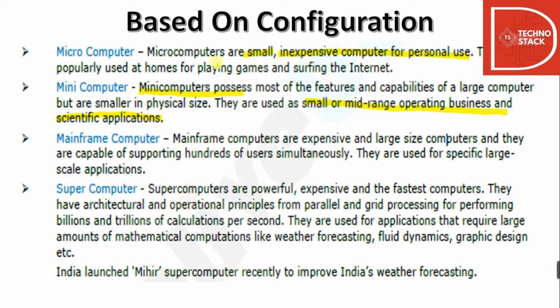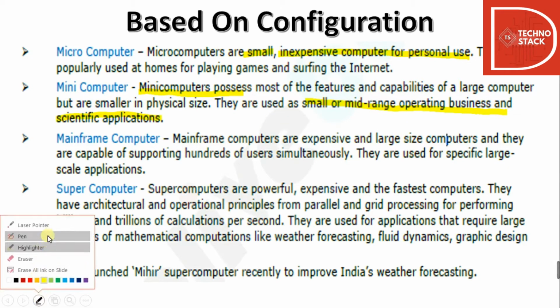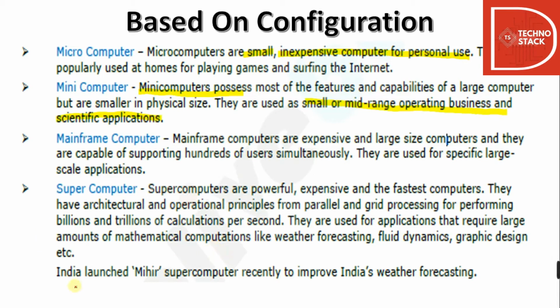Then after mini, micro is less than mini, which is less than mainframe, which is less than supercomputers. I'll just write the hierarchy over here so that it will be useful if a certain question like that comes in any of the examinations. This is the hierarchy: micro is less than mini, is less than mainframe, is less than super. This is based on the size of the computers, okay, size.